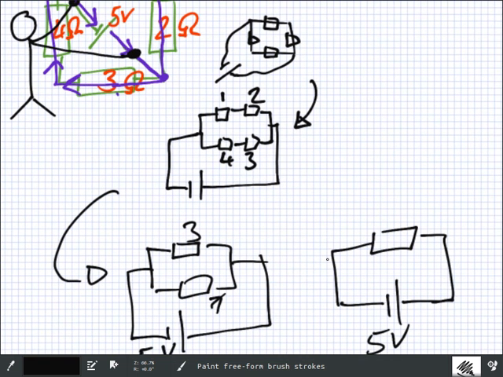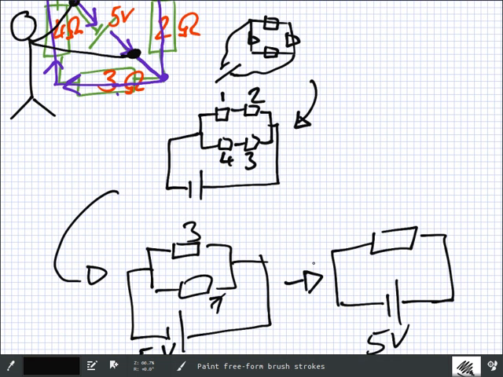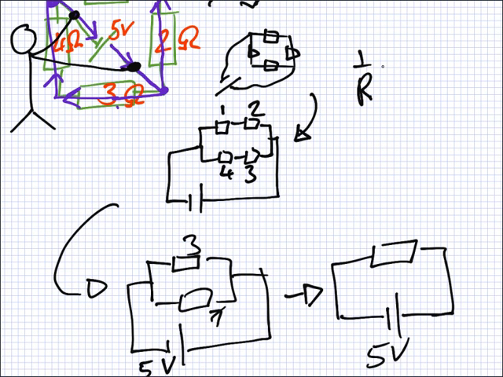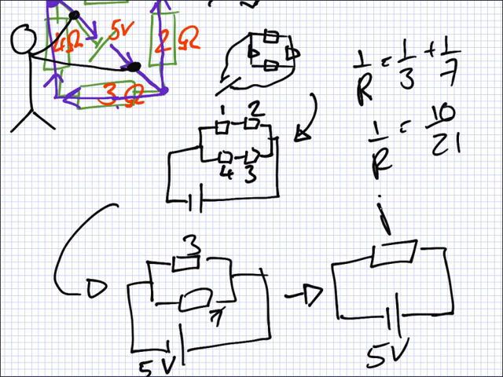Okay, let's combine the top two. 1 over R equals 1 over 3 plus 1 over 7. So 1 over R equals 10 over 21. So the R here is 2.1. This resistance here is 2.1.